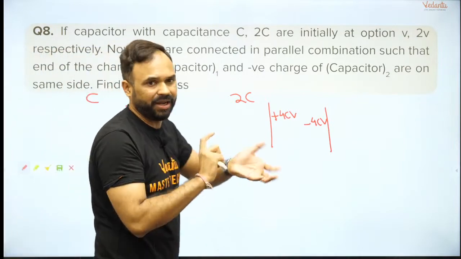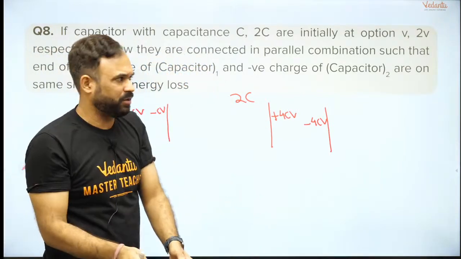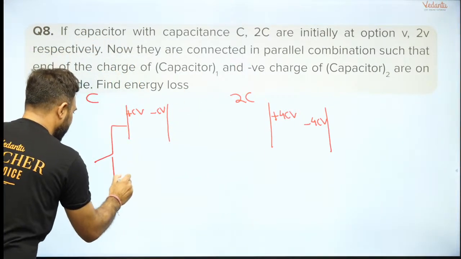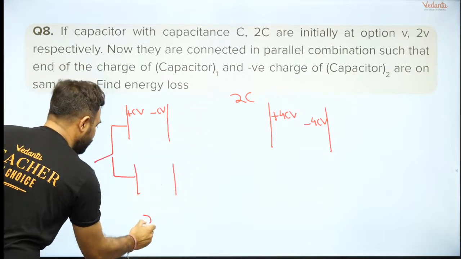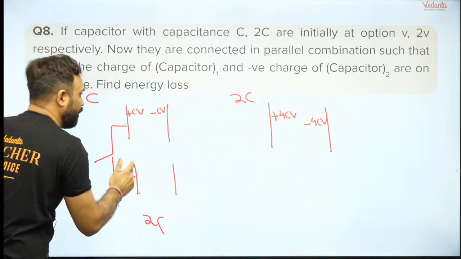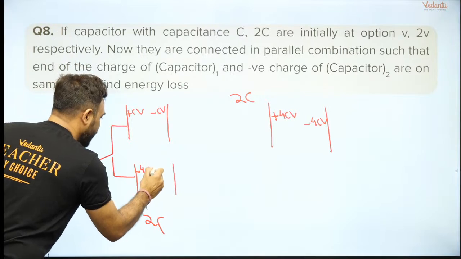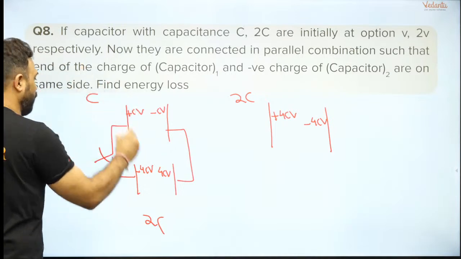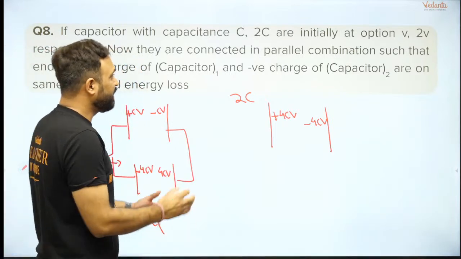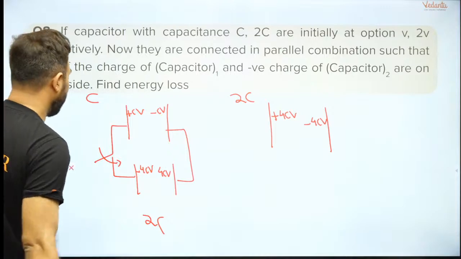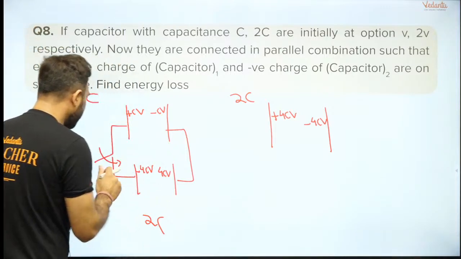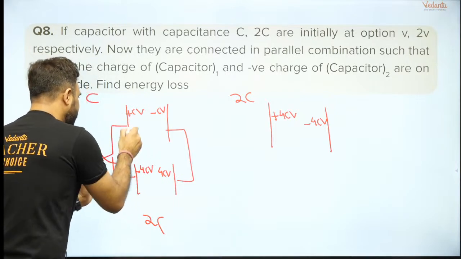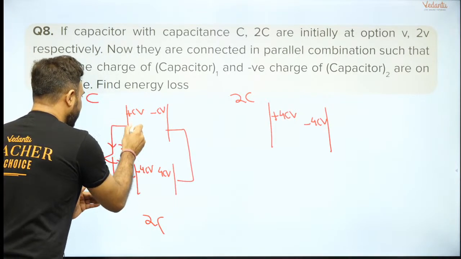Now they are connected in parallel in such a way that the positive of 1 and negative of 1 are on the same side. You can connect it whichever way is possible. But the language was, if I connect this with this such that there is a switch, and here I bring this other guy 2C with the negative plate connecting to positive, so minus 4CV and plus 4CV, they are connected and the switch is closed. Now this is the problem. He says find out what will be the loss in energy.